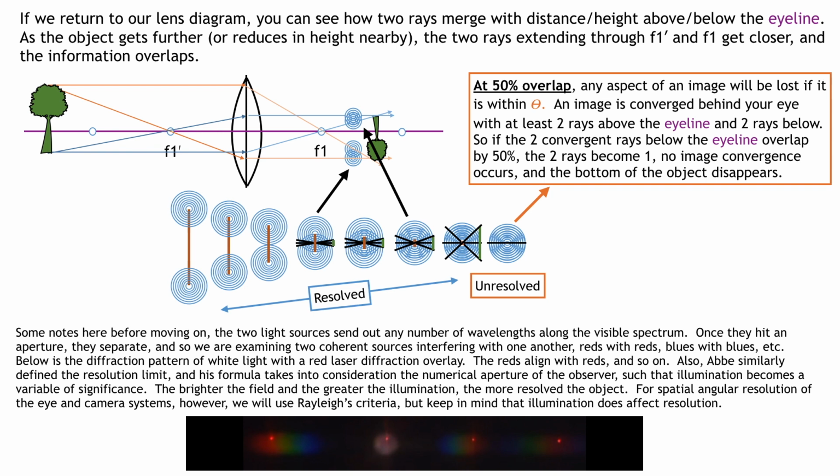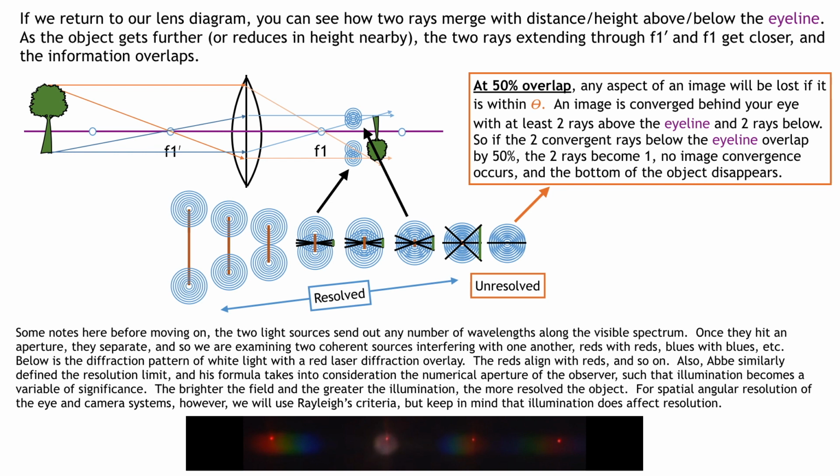So some notes here before moving on. The two light sources send out any number of wavelengths along the visible spectrum. Once they hit an aperture, they separate. And so we are examining two coherent sources interfering with one another, reds with reds, blues with blues, etc. So below is the diffraction pattern of white light with a red laser diffraction overlay.